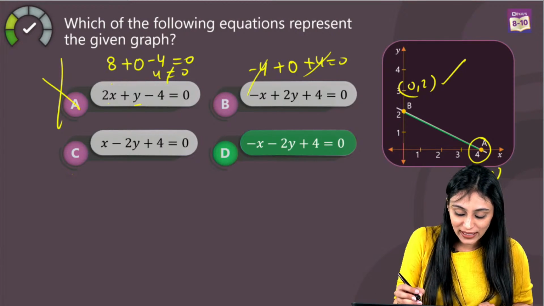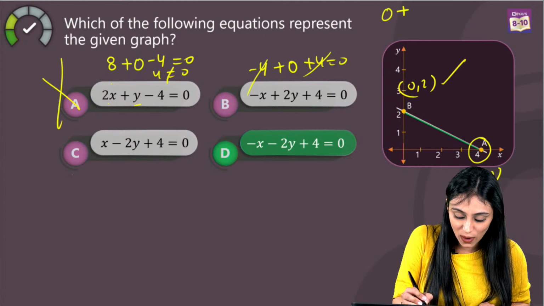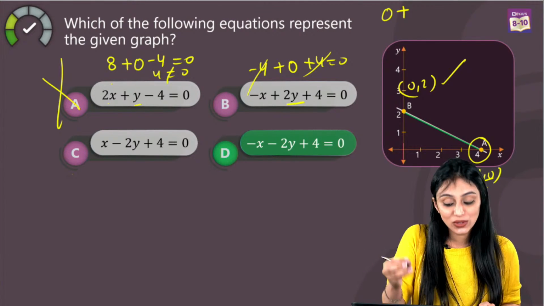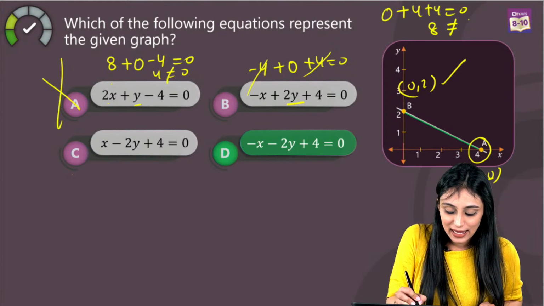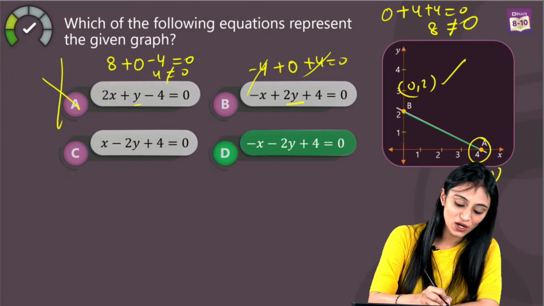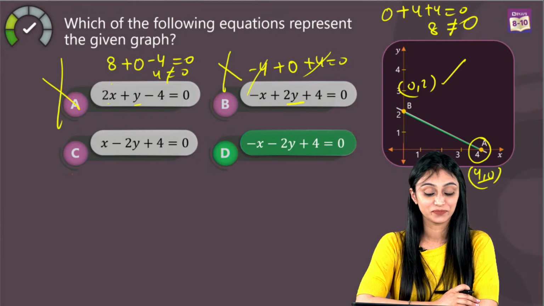So if you check the other point here, x is 0 and y is coming out as 2. So 2 times 2 is going to be 4. What do we see here? 8 is not equal to 0. This cannot be our answer, right?